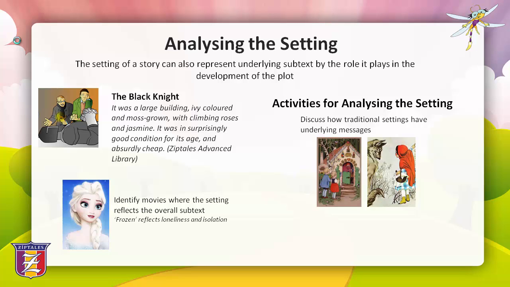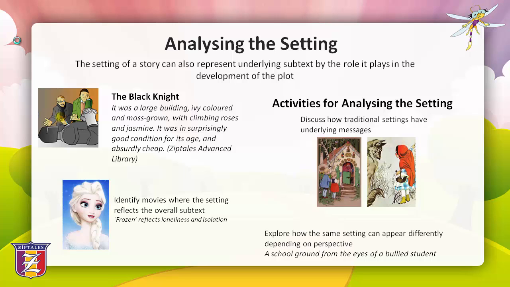Another activity could be for the students to explore how the same setting can appear differently depending on perspective. For example, describing a school playground from different perspectives. For example, through the eyes of a child who's being bullied, or a teacher on duty who hates his or her job, through the eyes of an old woman walking past who has no family, or a parent who has a child with a physical disability who can't enjoy the equipment in the playground.